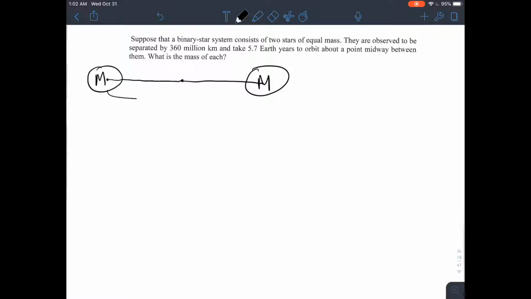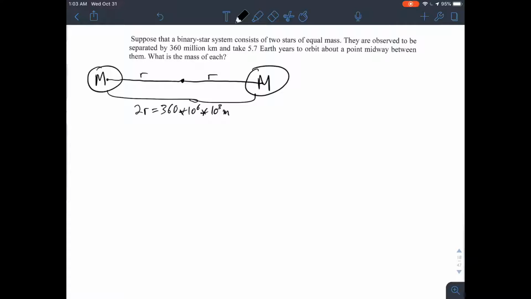So this is 360 million, meaning 10 to the power of 6. And they say kilometers, so I'm just going to say 10 to the 3 meters. That's how far apart they are. And really, this is a radius. You might consider the center of gravity to be here. This is a radius, and this is really 2 times the radius. This is the diameter. The distance between them is the diameter. Hope that makes sense.